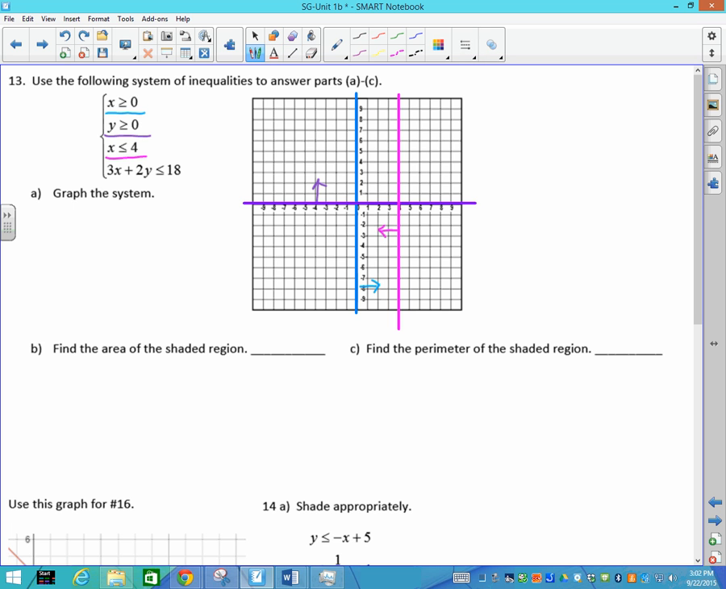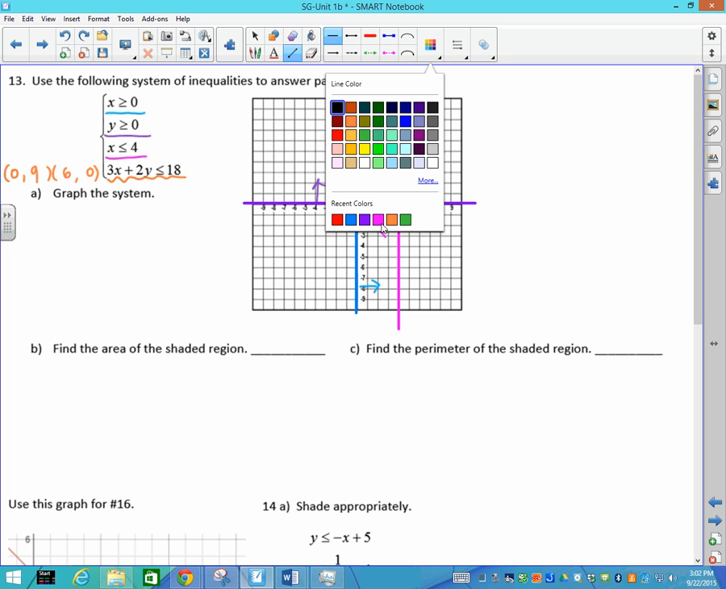And then the last one that I have is this one here. And this one we've talked about over and over again. Find the x and y intercepts. So if you plug in 0, act like it's an equation because you're just graphing the line. Plug in 0 for x, and y has to be 9 because 2 times 9 is 18. If I plug in 0 for y, then x has to be 6 because 3 times 6 is 18. So we plot those two points. This is the point 0, 9, and this is the point 6, 0. So I'm going to go draw my line through those two points.